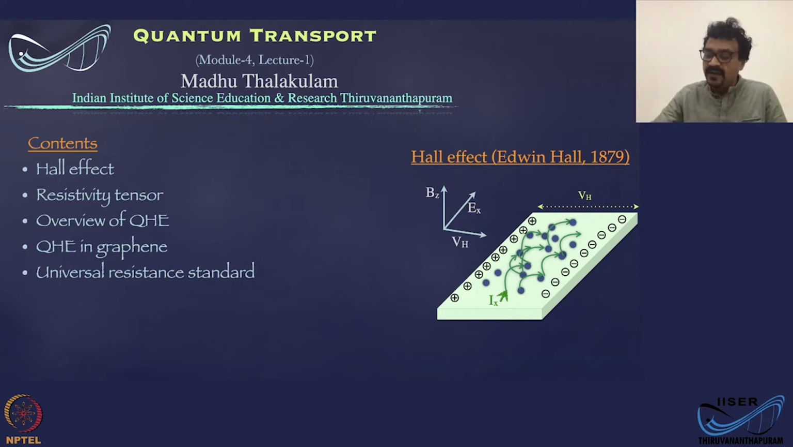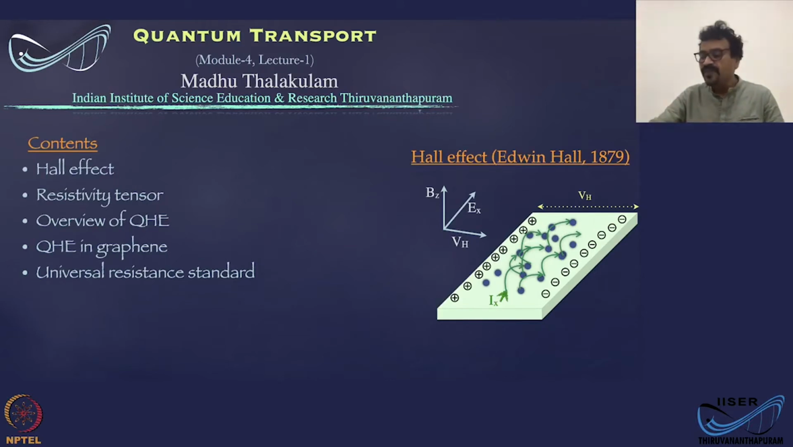Now in this lecture we will go through the mathematical formalism of the Hall effect briefly. Then we will define the resistivity tensor and overview the quantum Hall effect, and we'll look into the quantum Hall effect in graphene and how it is used as a universal resistance standard. That is the plan for this lecture. In the next lecture we will look into the mathematical formalism of the quantum Hall effect, and how we get the quantized resistance and all those details.